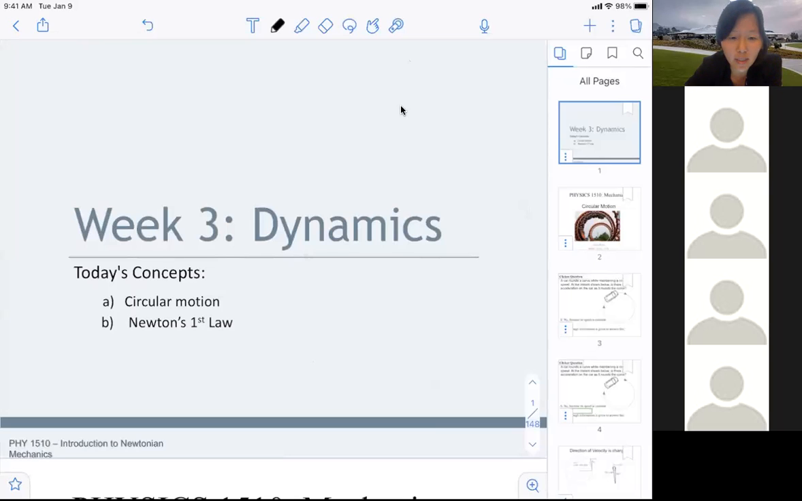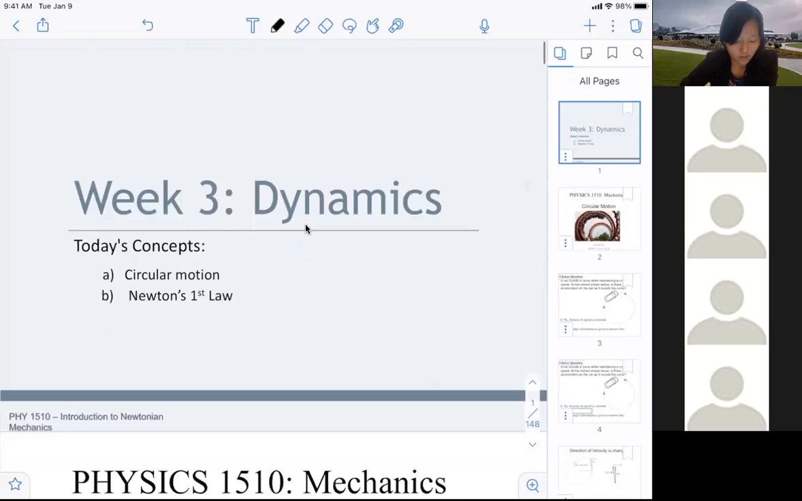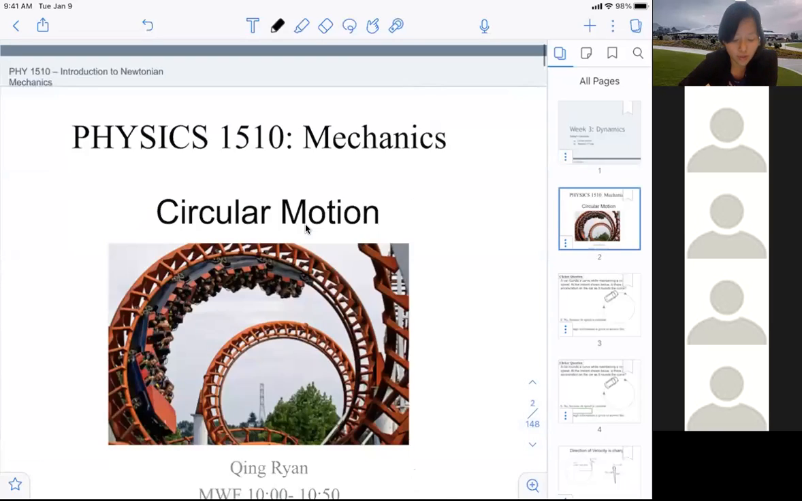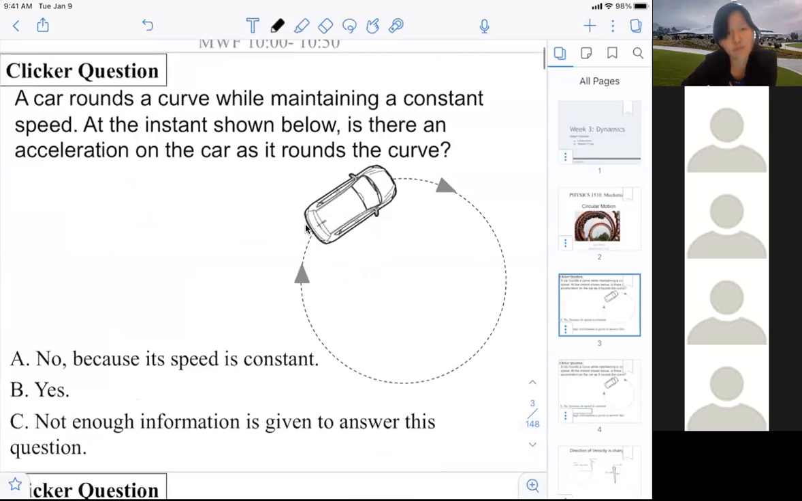Okay, so let me go ahead. I believe my screen is shared. We will talk about circular motion today, and at the end of the circular motion, there's a question that can help us transition to talking about Newton's first law. We will continue with the discussion of Newton's laws of motion for the rest of next week. So let's start with circular motion. We're going to take a look at this question first.